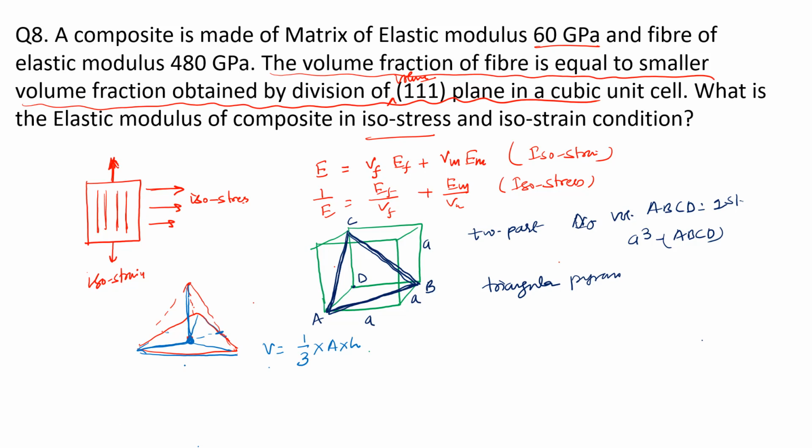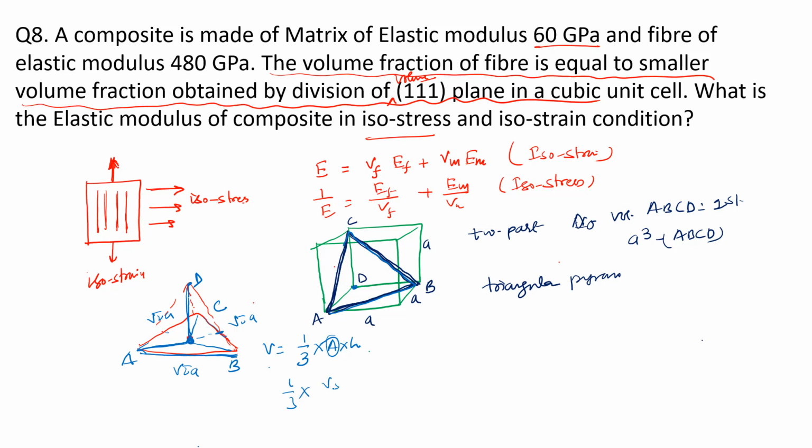So here what I have done, ABC I have taken as the base, and this D point I have taken over here, right? Now we have this thing, right? So now what is the length of this AB? It is root 2 a, right? This BC is root 2 a, AC is root 2 a. So what is the area of this triangle?